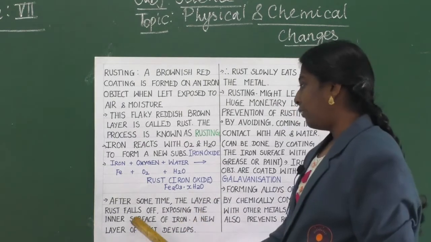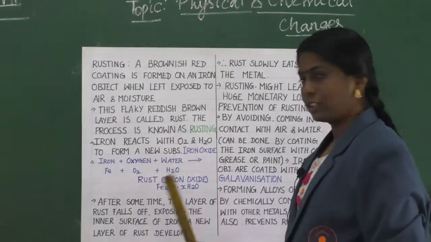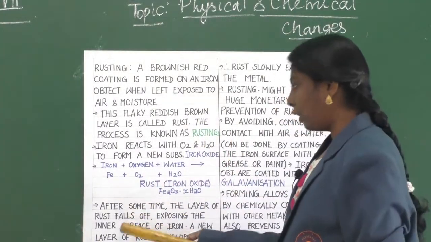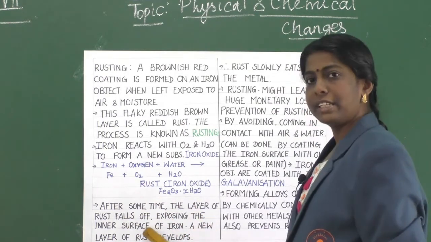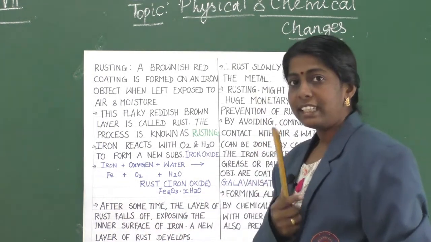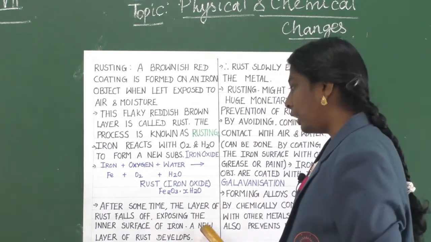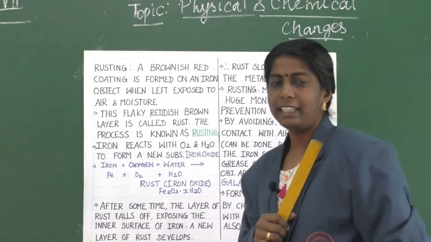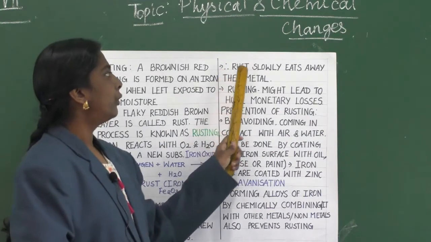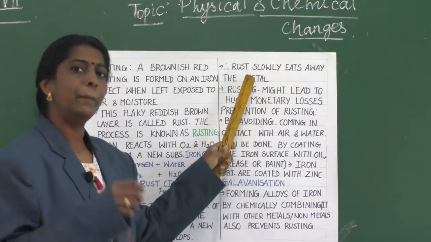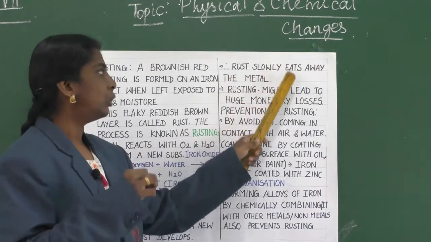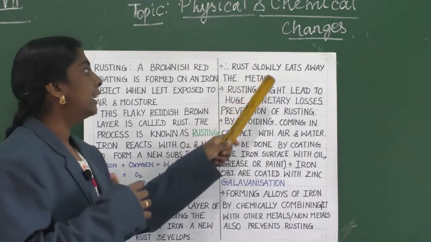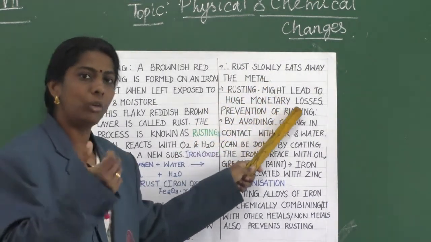Yes. After some time, the layer of rust falls off. So, after some time, the reddish brown layer will fall off, exposing the inner surface of iron, so that we can see the inner surface of iron. So, a new layer of rust develops. Clear? So, therefore, rust slowly eats away the metal. So, this process of rusting might lead to huge monetary losses.